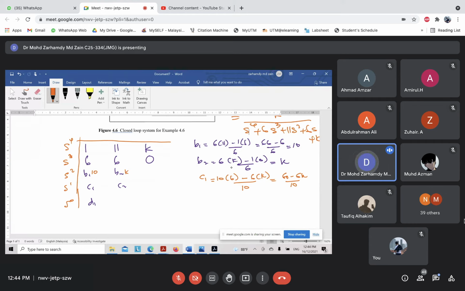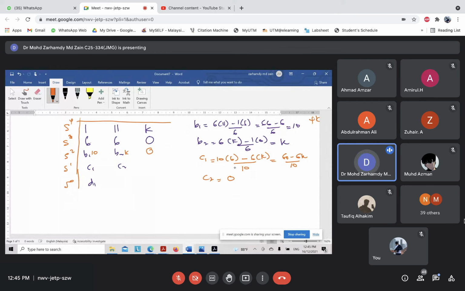So now we have C2. If you can see here, B1, 10 multiplied by 0, minus 6 multiplied by 0. So normally it is 0 over B1, 0. Nothing to worry about. So that is finished.